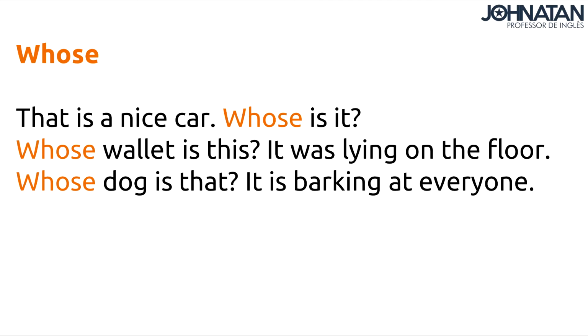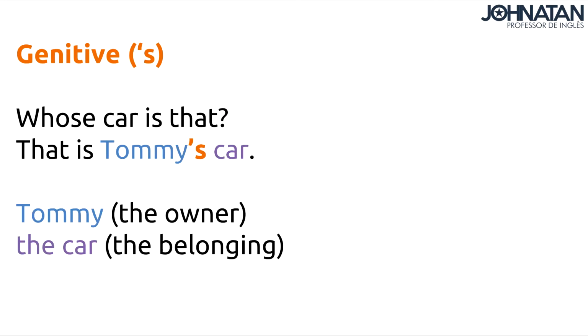There are different ways of answering these questions. Genitive, also known as apostrophe and s. Whose car is that? If I know the owner of that car, I can answer this using the genitive. That is Tommy's car. The purpose of the apostrophe and s is to connect the owner, in this case Tommy, to his belonging, in this case the car.